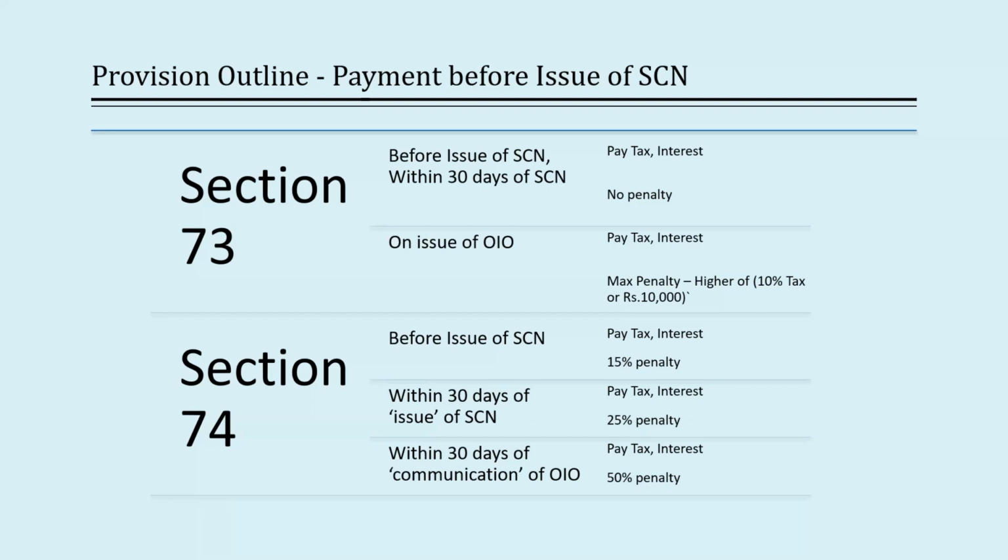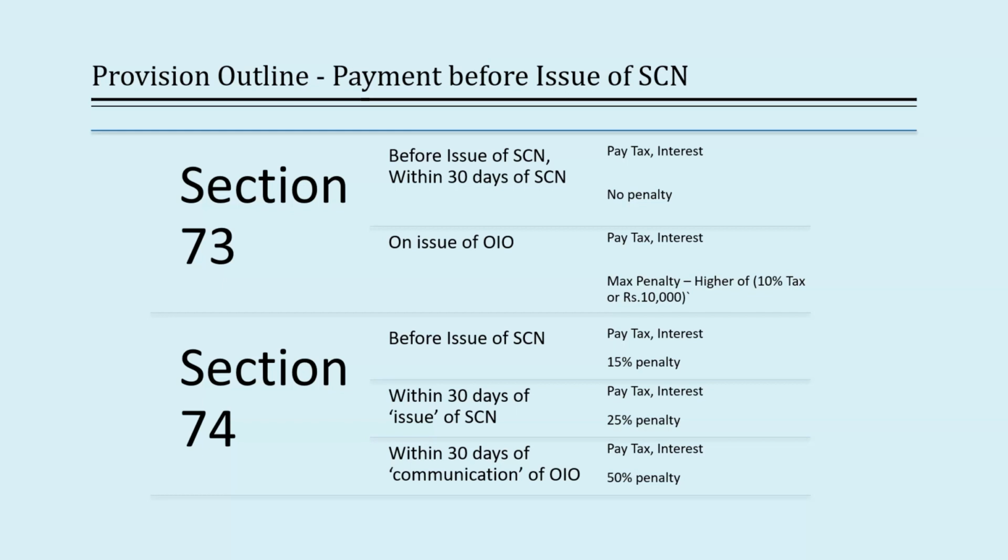If the notice is issued under 74, and you are agreeing, yes, I have done fraud, yes, I want to pay and close it, you also have the option, but there is no nil penalty option. Minimum penalty is 15% and maximum penalty is 100%.